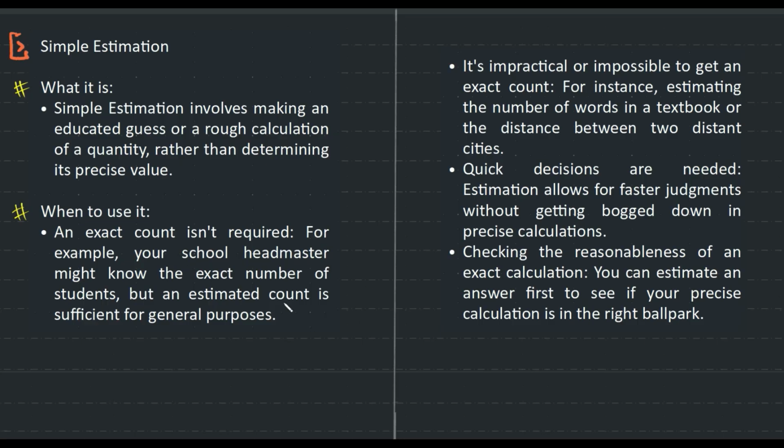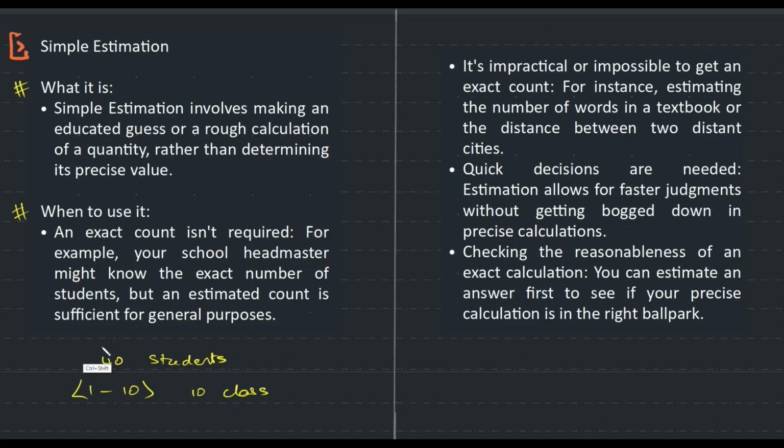So here we have an example. Say your school headmaster might know the exact number of students, or an estimate count sufficient for a general purpose. It's like this. Say the school aims for 40 students in every classroom, and there are, say, first grade to 10th grade. So there will be basically 10 classrooms.